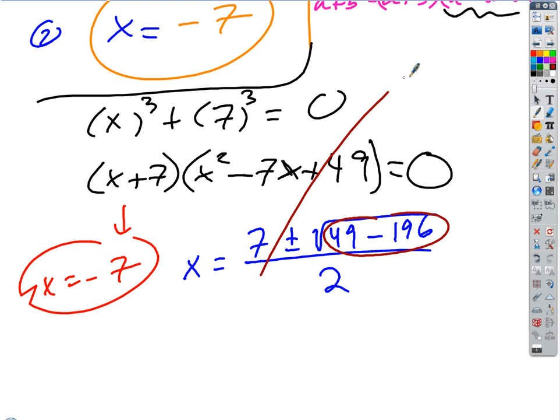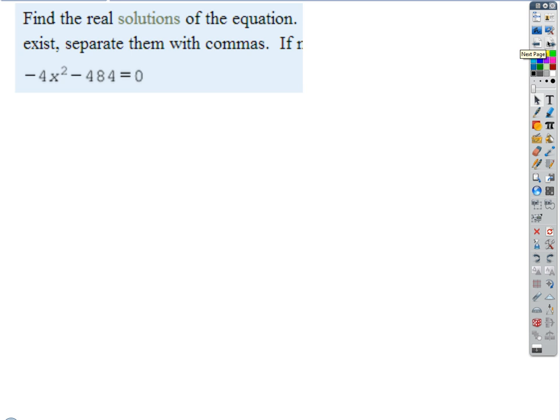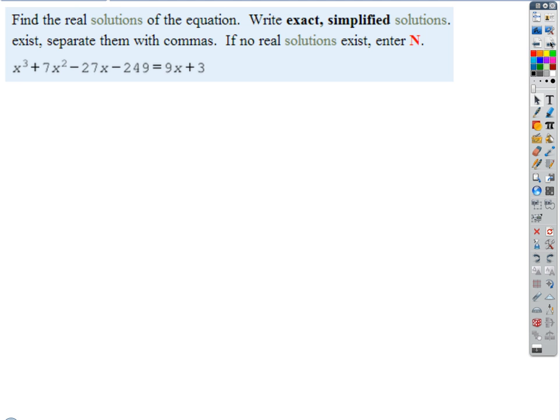I'm going to get i's. And the question only wants real solutions, right? Only real zeros. So that's how we just get our 7, or negative 7, sorry. But isn't it easier just to do it that way? If you're comfortable with that, do it that way. Okay. All right. Moving on. Okay, we can skip that.